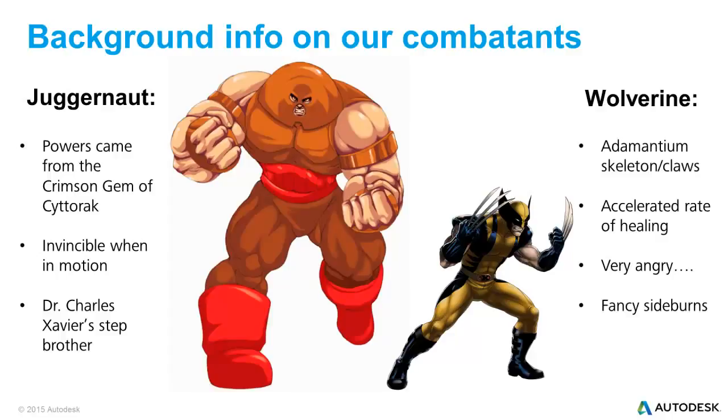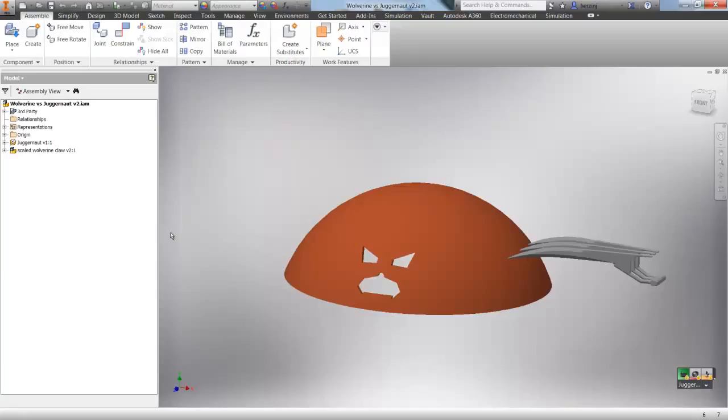Also, he's invincible whenever he's in motion, and a little information here, he's Dr. Charles Xavier's stepbrother, so that's kind of interesting. What about Wolverine? Adamantium skeleton and claws, and the claws are what we're going to be looking at today. He has an accelerated rate of healing. I remember him fighting Sabretooth, who I think is his stepbrother, or they're related somehow, and they both have this healing, I believe. He's also very angry and has some really fancy sideburns.